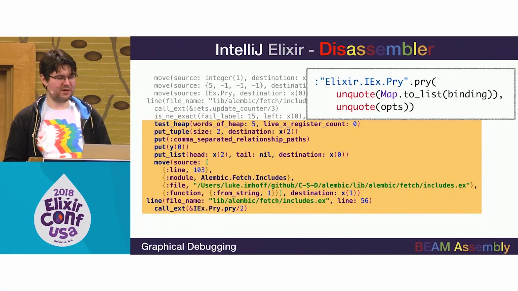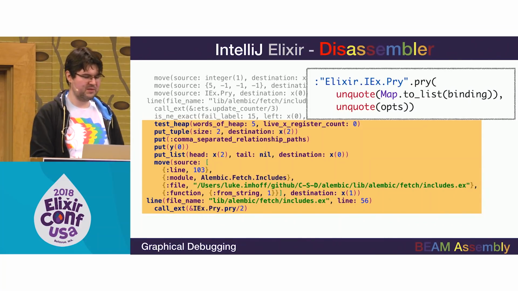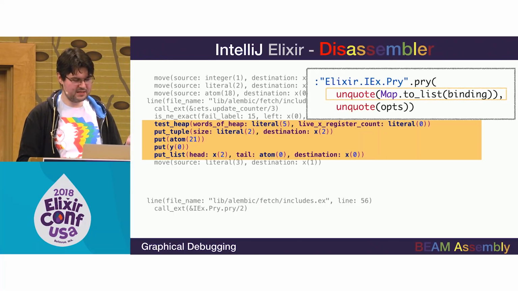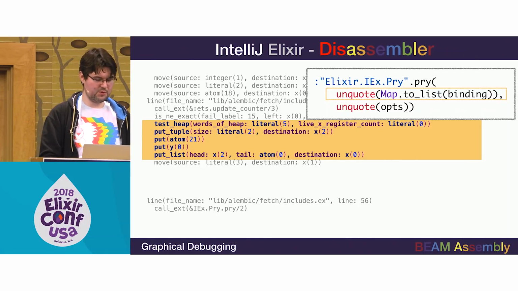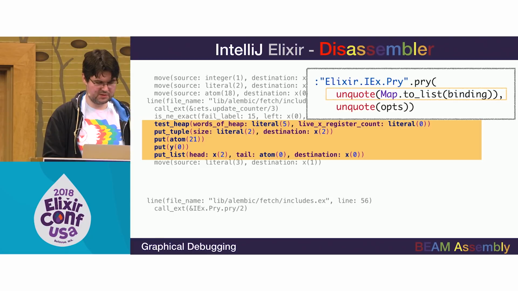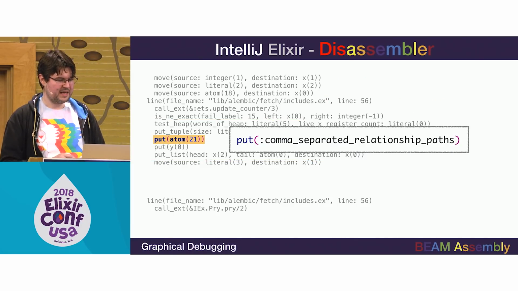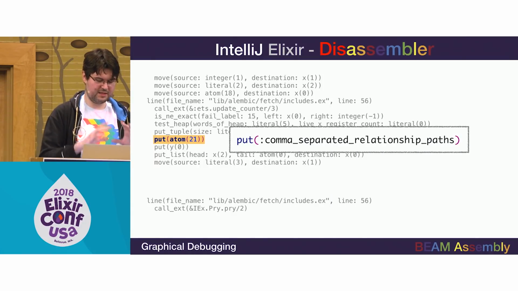The ix.pry.pry call seems more complex than we'd expect from the code in actual Elixir, and it kind of looks like it's composing the binary in place. This is a side effect, though, of how Beam files efficiently store data. If I turn off the inlining for these lines, I'm going to turn off atoms, integers, and literals, and we can look kind of closer at how the actual code looks when it's run by the Beam VM. You can see that the binding is grabbing atom 21, which is the comma-separated relationships path. So that's the local variable that we want to actually show up in the pry shell.